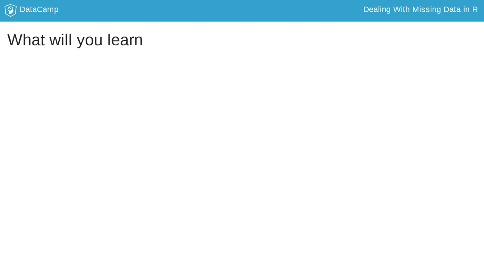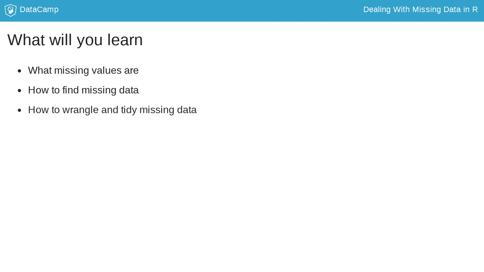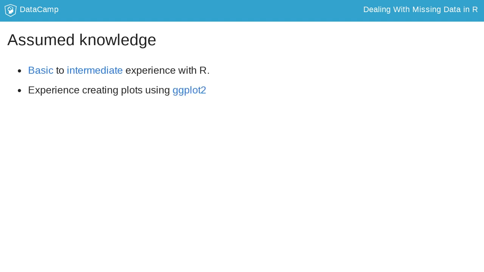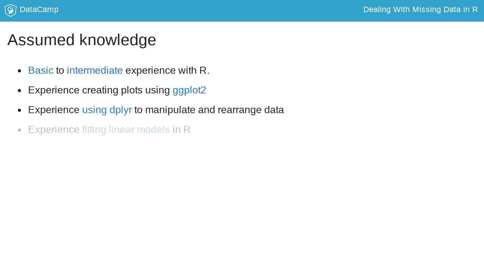In this course, you will learn about what missing values are, how to find missing data, how to wrangle and tidy missing data, exploring why data is missing, and imputing missing values. For this course, I will assume you have basic to intermediate experience with R, experience creating plots using ggplot2, experience using dplyr to manipulate data, and experience fitting linear models in R. In this first chapter, we introduce missing values and how to check for and count them.